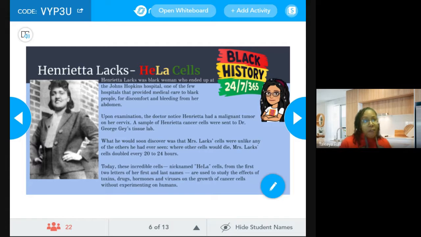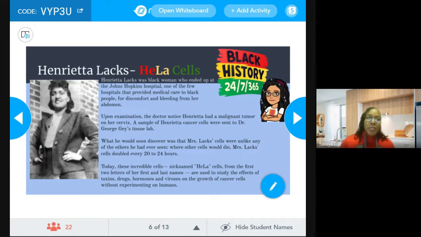A sample of her cancer cells was sent to Dr. George, I think his name is Gee. He had a tissue lab where he was always investigating human cells and tissue. He ended up discovering that Mrs. Lacks' cells were unlike any other that he had ever seen, because the tissue samples and cells he had in his lab would die, and they wouldn't last long enough for him to study them. He kept trying, but he just couldn't figure it out. Like, why are these cells dying on me?